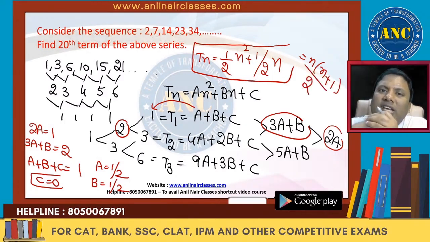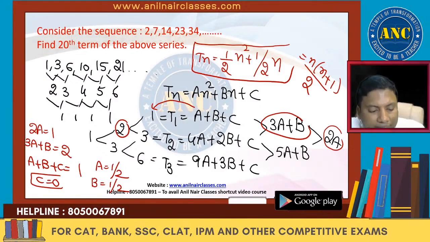I hope this key point is clear to you. If the difference between the terms is constant in 2 steps, the nth term will be a quadratic expression. If the difference is constant in 3 steps, then it is a cubic expression. How to write down the answer directly, that also we will see.